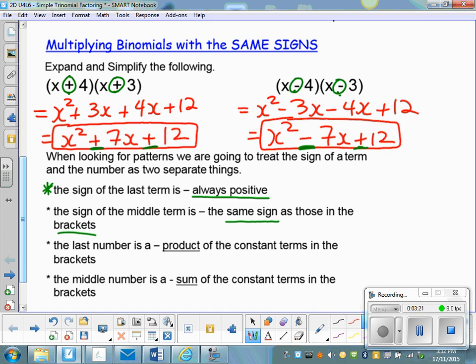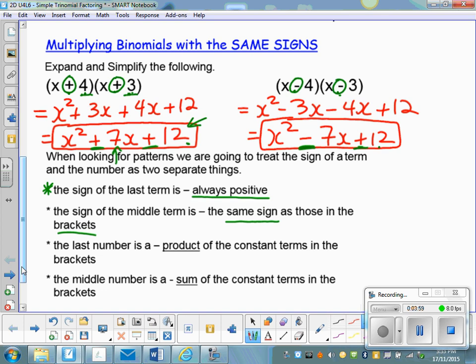The last number here is the product of the constant terms in the brackets. Product means multiply. So the number on the end is always the multiplication of these two here: 4 times 3 gives us the number on the end. The middle number, the 7 in the middle, is the sum of these two numbers here. 4 plus 3, that's where the 7 is coming from. We're going to use that information later on when we're working backwards to factor.